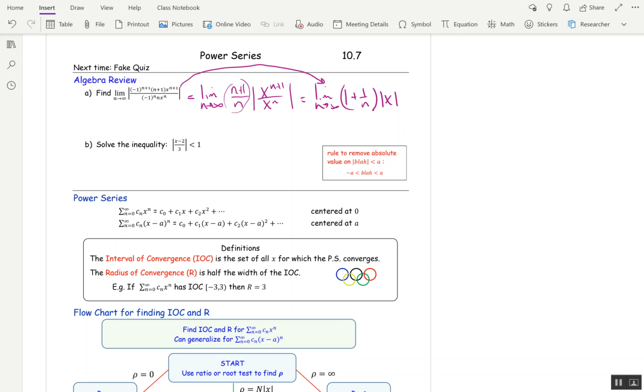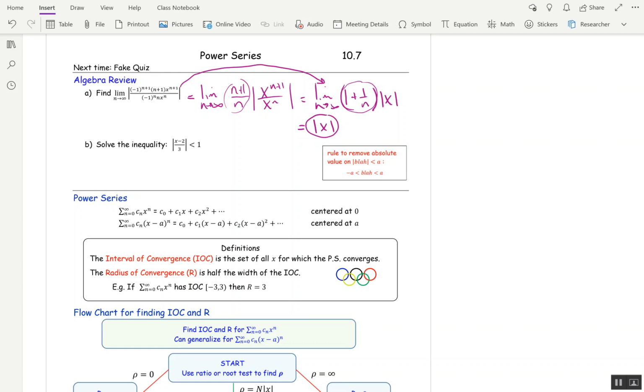All right, now we take the limit. The limit is on n, x is fixed. So the limit of this part is 1, and so we end up with 1 times the absolute value of x. So notice there's a variable in our answer. That's going to happen frequently today.